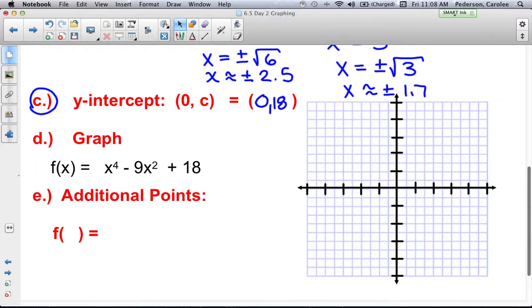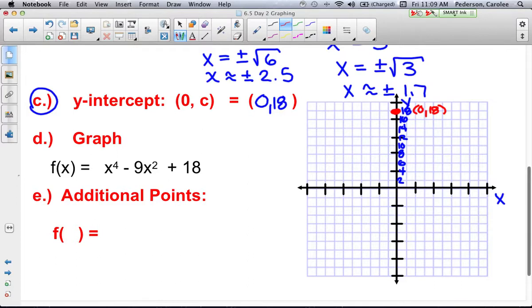Okay, so let's go ahead and start to graph these pieces. So this is my x-axis, this is my y-axis, and I said let's go by 2's, especially on the y-axis. So this would represent 2, 4, 6, 8, 10, 12, 14, 16, 18. So we have a y-intercept at over 0, up 18. So there's our first point to graph.